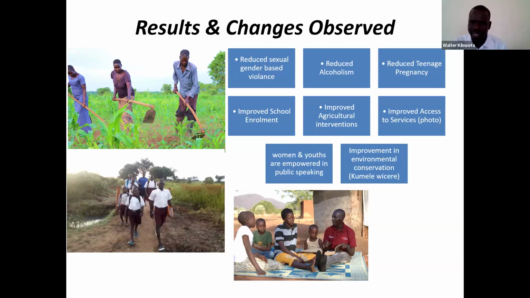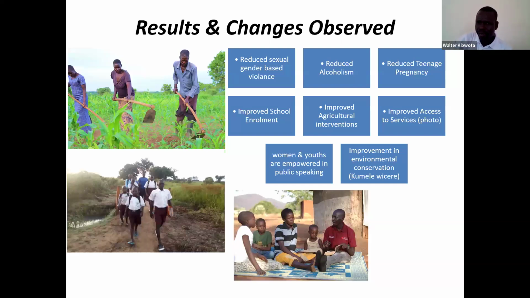There is a good reduction in teenage pregnancies. We have improved school enrollment, as you can see from the temporary bridge constructed by one of the groups. There are improved agricultural interventions, as you see with this gentleman and his family. We have improved access to social services. There should have been some photos there. Women and youths are empowered. There was a chairperson who said, "ADRA, this CoMEL process helped me. I used not to stand and speak before people like this. I am proud of you." He was telling us that during a Village Action Day.